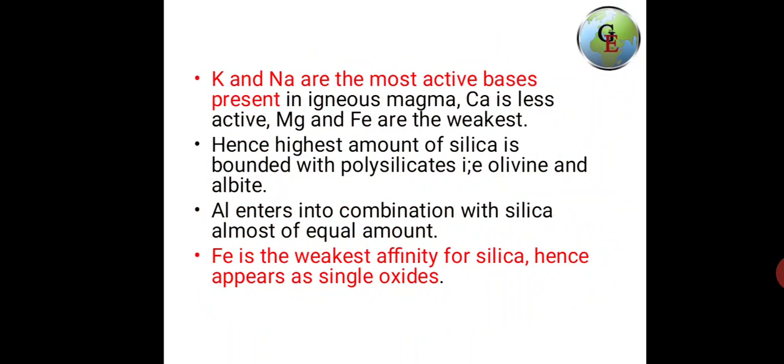Iron has the weakest affinity for silica, hence it appears as oxides. So we mostly find iron as oxides like hematite and magnetite, and very little iron is attached with silicon.